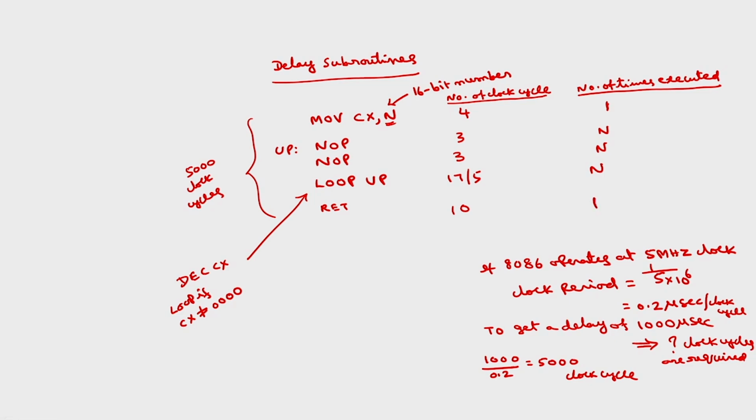Okay. So, here this 17 by 5 is whenever it jumps to the loop, 17 cycles are required. Whenever the loop exits, then 5 clock cycles are required. So, in the loop, for a jump 17 cycles are required, for exit 5 cycles are required. Here how many times will this jump? N minus 1 times it will jump to up, and 1 time exit.